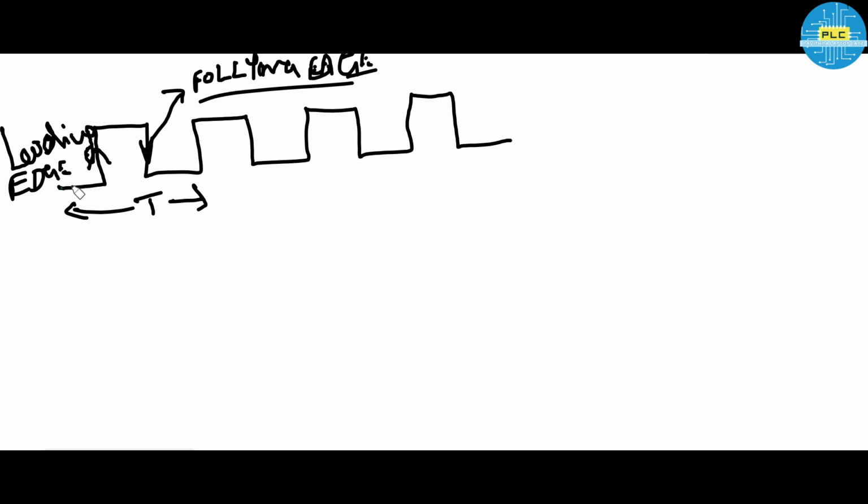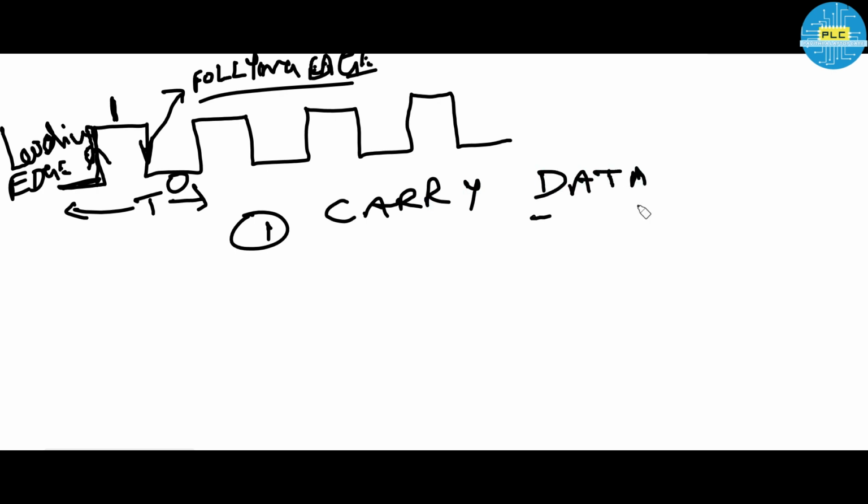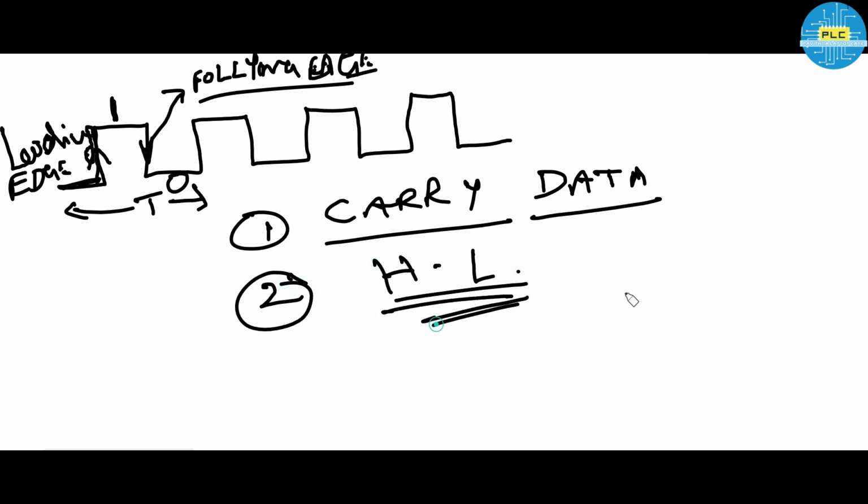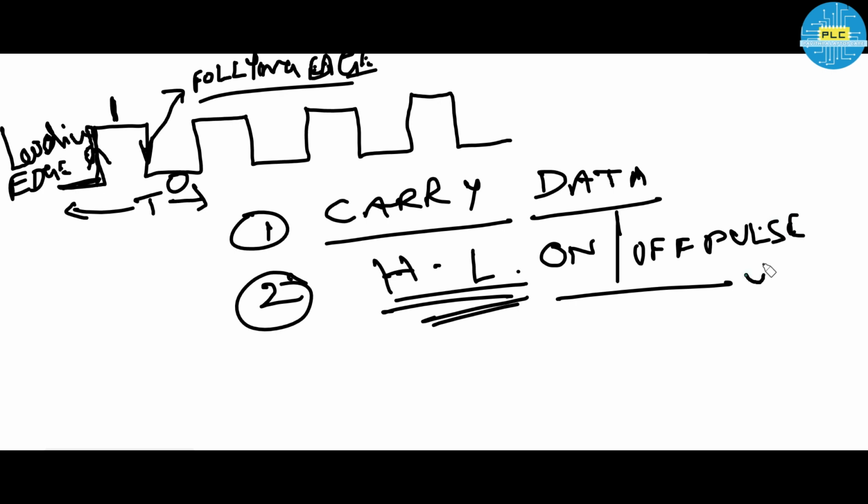In machine language, the machine can understand only 0 and 1. That is called machine language. To carry the signal, these frequencies are used. Why are these clocks used? Number one, to carry the data, the information. And second, to make the high-low concept, the on and off concept, used in on and off pulse generation, frequency generation or voltage generation purposes.